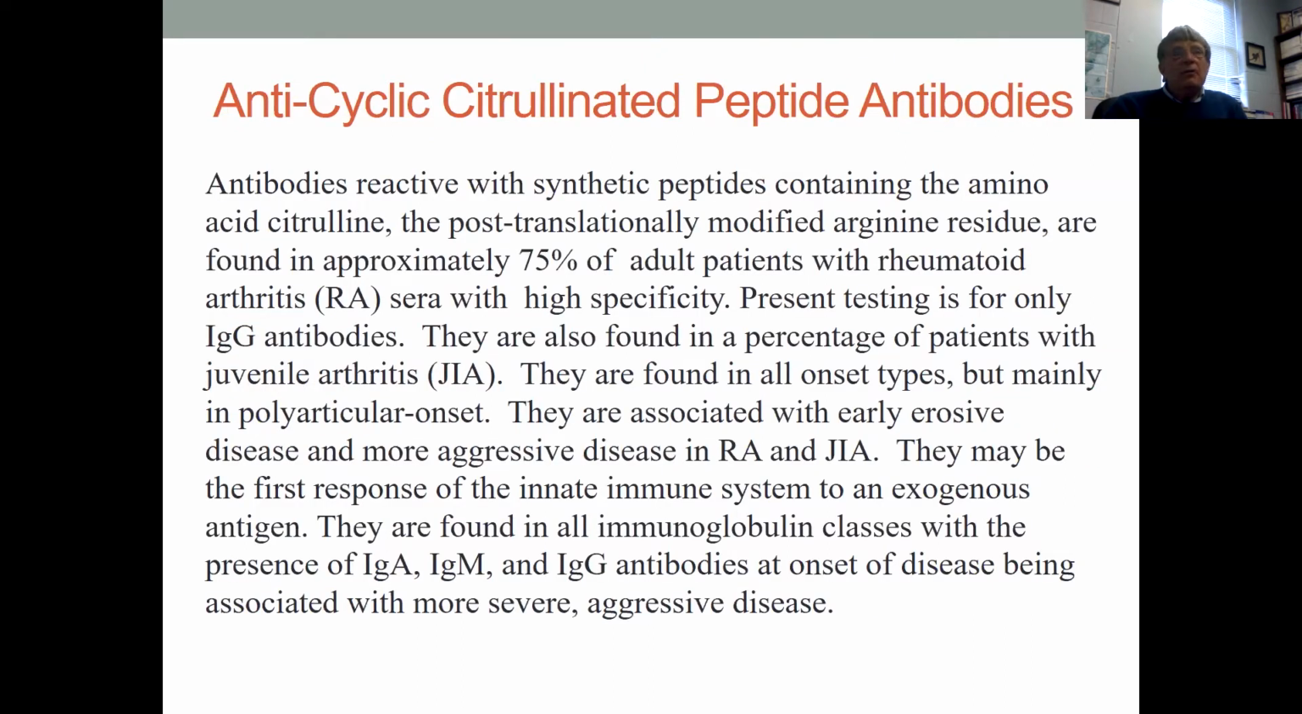One of the things that we now know is that anti-cyclic citrullinated peptide antibodies are antibodies reacting with synthetic peptides containing the amino acid citrulline. It is a post-translationally modified arginine residue. It is very specific for rheumatoid arthritis and found in about 75% of adult patients with rheumatoid arthritis and in about 20% of children with juvenile arthritis. It can be found in all immunoglobulin classes at the onset of disease, and those that have all three antibodies may be more aggressive.